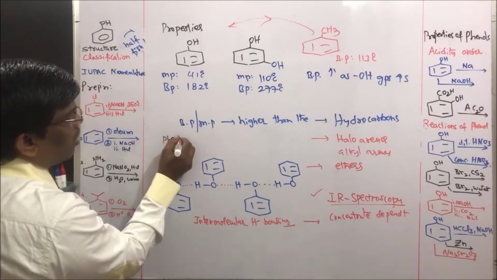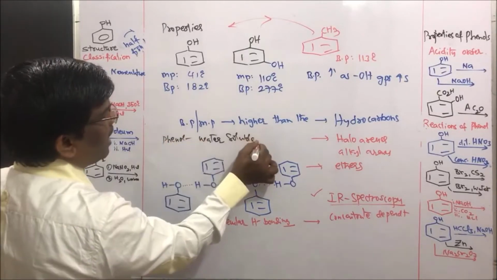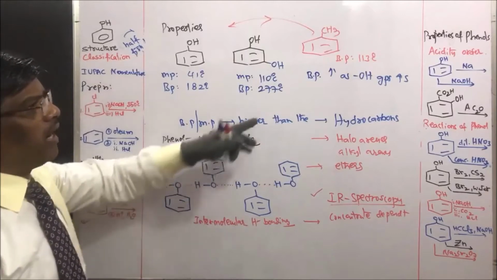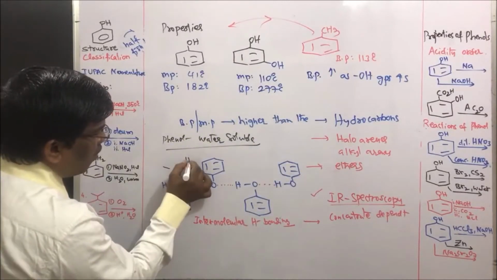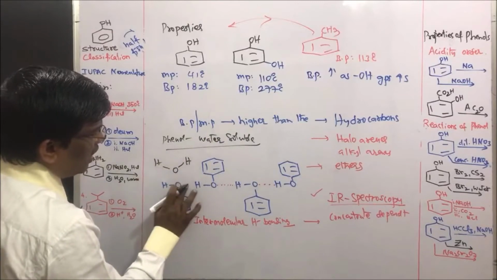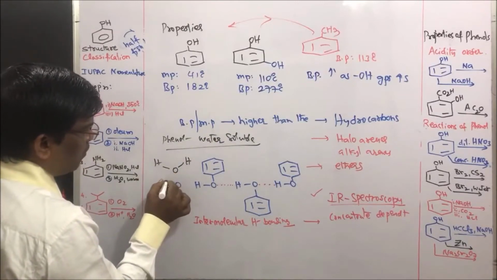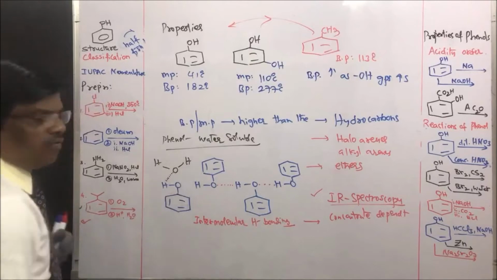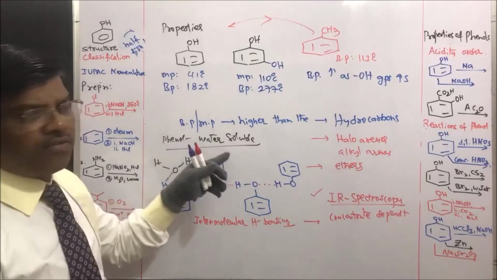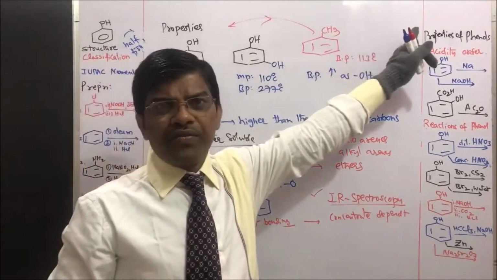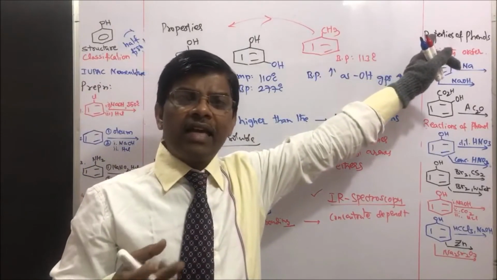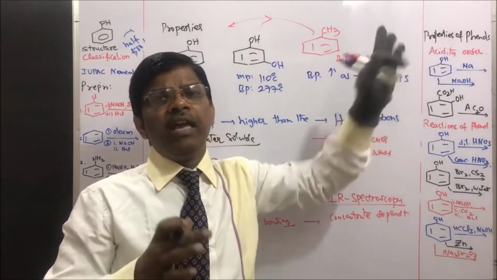Phenol is water soluble. Why is it water soluble though it is an aromatic compound? Because of hydrogen bonding. When a water molecule comes near it, it is going to form hydrogen bonding with water. So phenol is water soluble. However, cresol and other molecules which are substituted with alkyl or aryl groups are going to be insoluble in water.